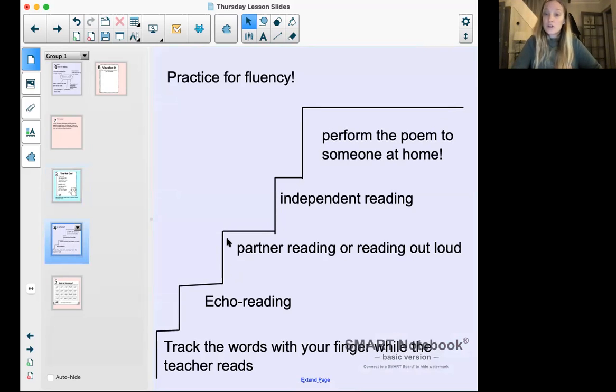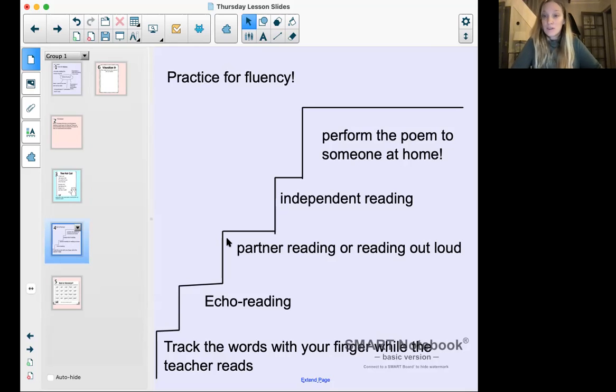So I'll say a part and then you say a part. Then we're going to do partner reading or reading it out loud. Now, you might not have a learning partner at home, but you could read it like we said with our book buddies. You could use a stuffed toy to read to. You could read to an adult in the house. You could even read to me on the screen. You know I love to hear you read.